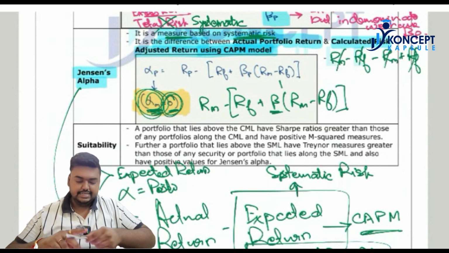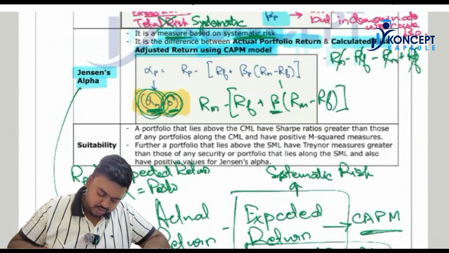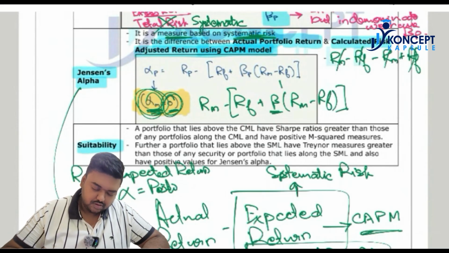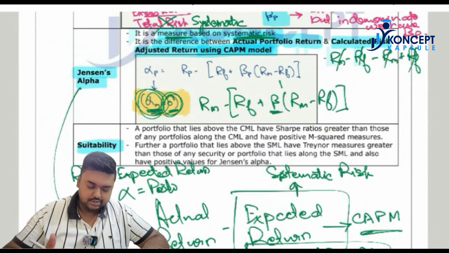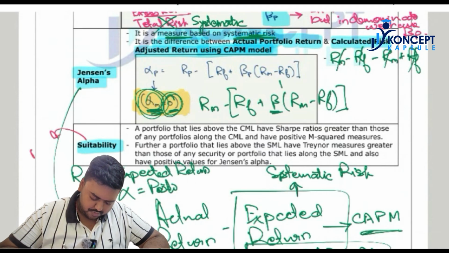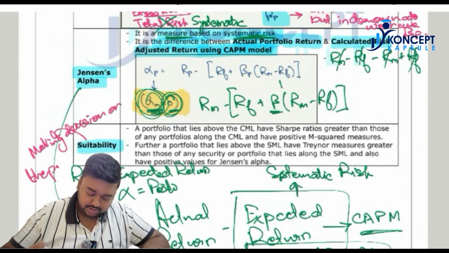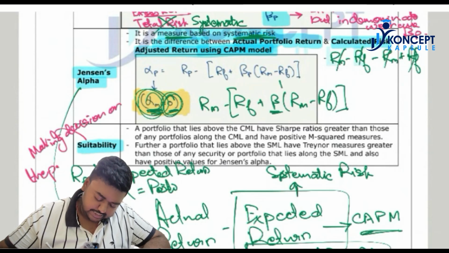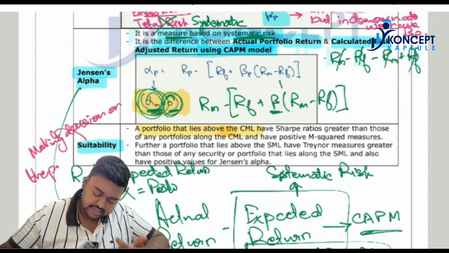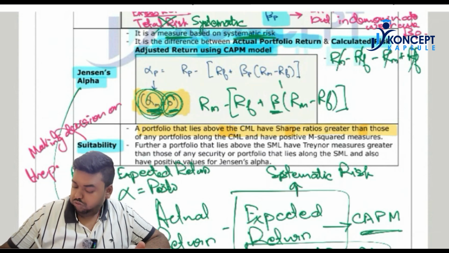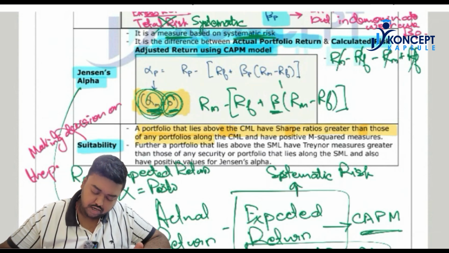Just one more thing, guys. I guess I missed this point. Suitability. Okay. What is suitability? Suitability is basically making decisions on the portfolio basis the performance evaluation. So what it is saying is that a portfolio that lies above the CML will have a higher Sharpe ratio than those of any portfolio along the CML, and have a positive M squared definitely.